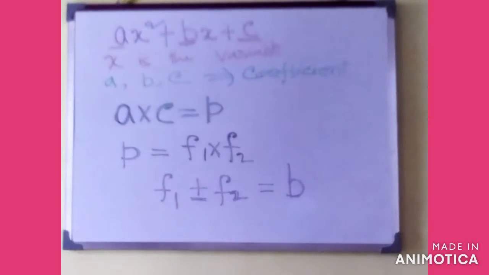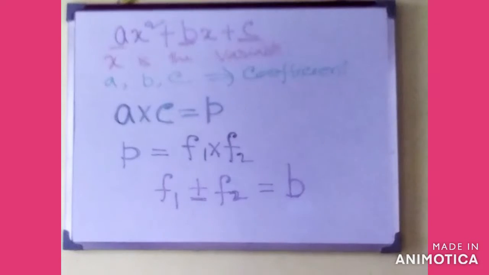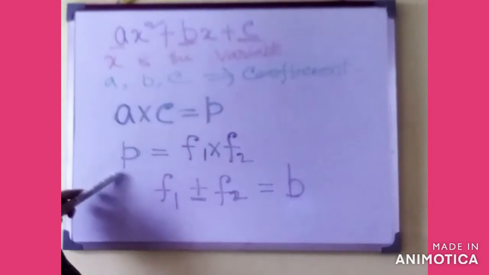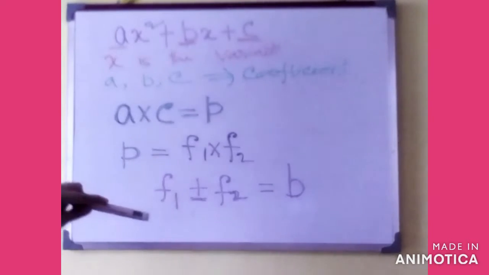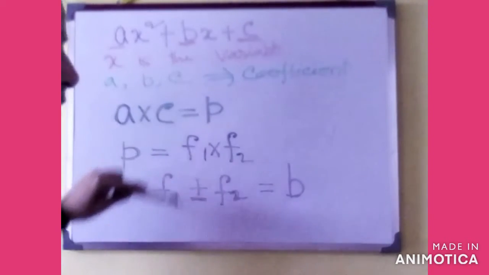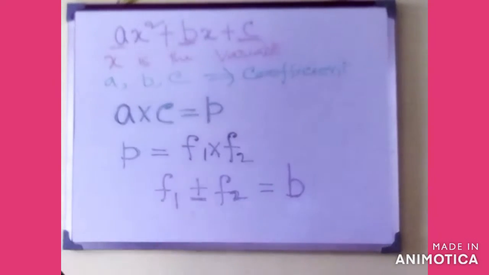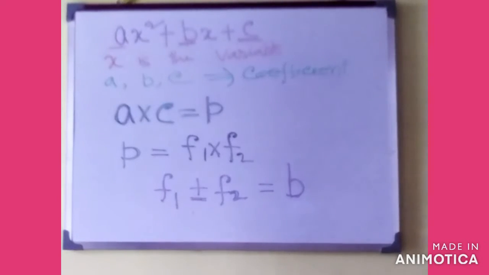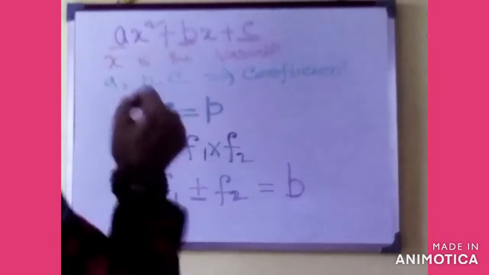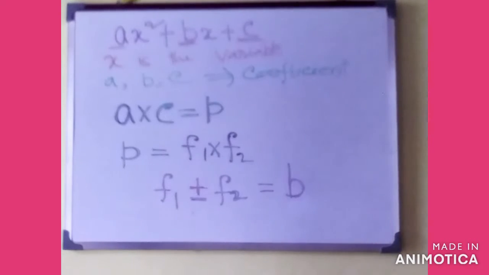Now the question here is what operation we will do, plus or minus. We already found that p has two factors. We have to split p into two factors such that the product of these two factors will be p. So f1 into f2 is equal to p. There is no doubt. But the doubt is here: f1 plus minus f2 is equal to b. So which operation will we do, plus or minus?